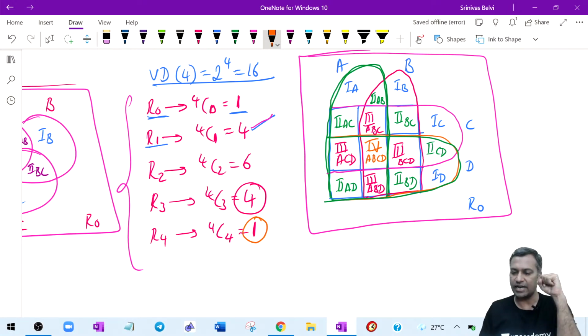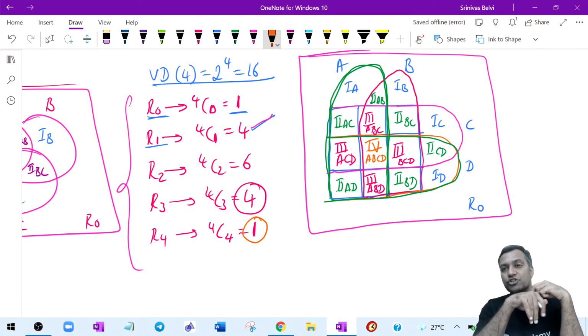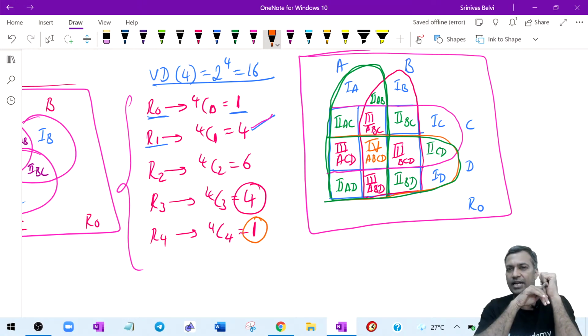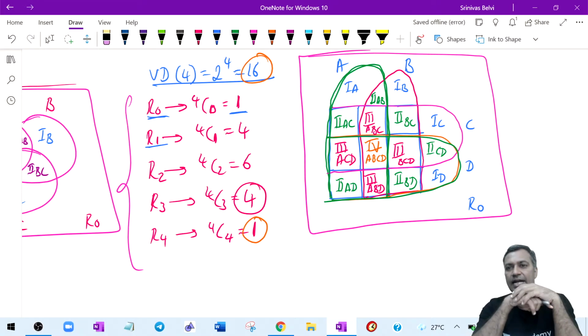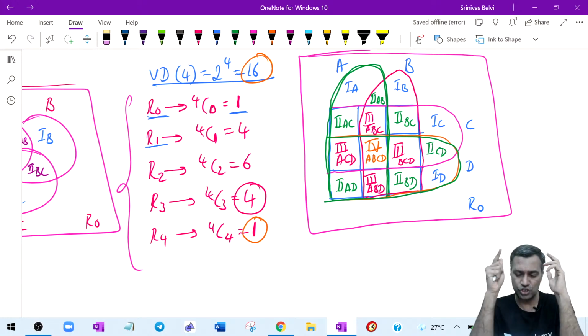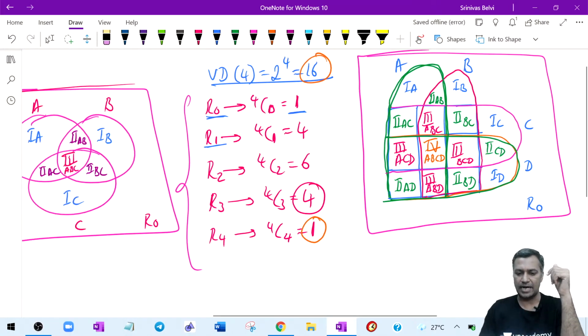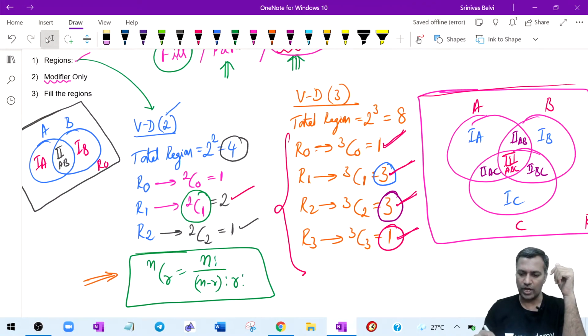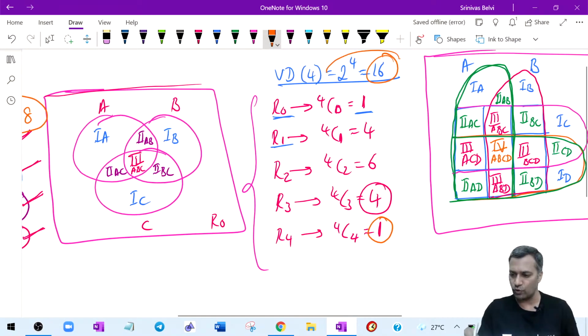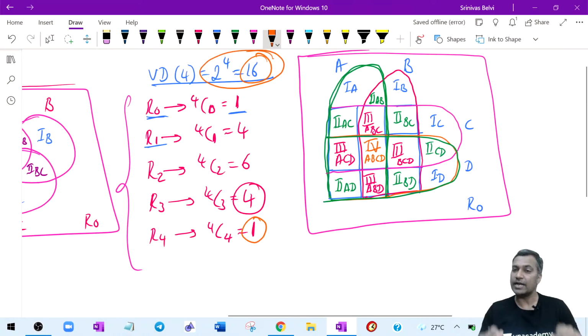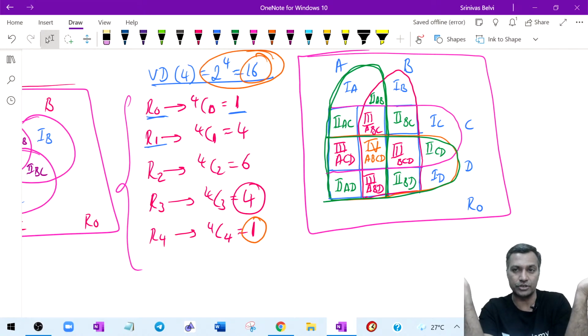Now you tell me, the Venn diagram for 5 will have how many regions? You guys answer now. The Venn diagram for 4 has 16 regions. I gave the breakup. Now you tell me, the Venn diagram for 5 will have how many regions? You give the pattern. The Venn diagram for 2 would have 2 power 2 regions. The Venn diagram for 3 would have 2 power 3 regions. The Venn diagram for 4 would have 2 power 4 regions. Now the Venn diagram for 5 would have how many regions?